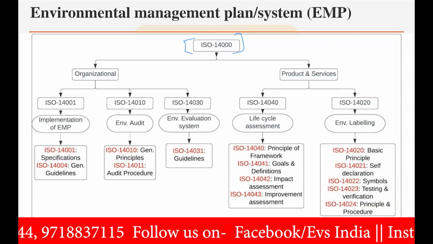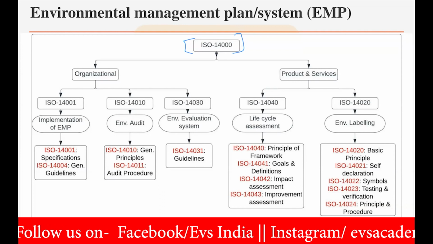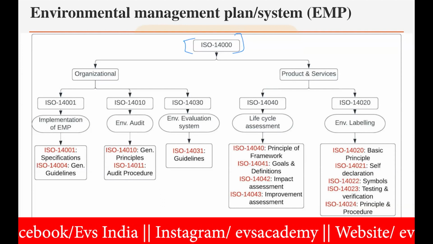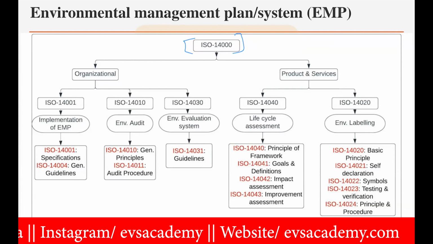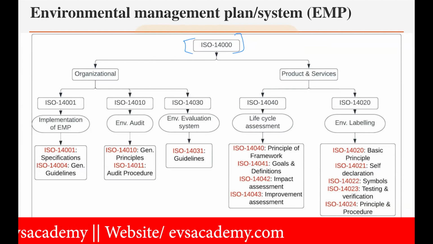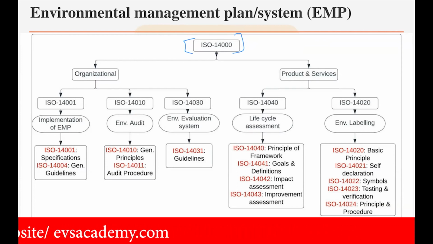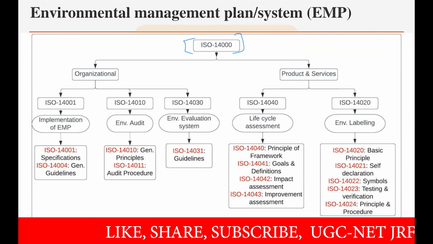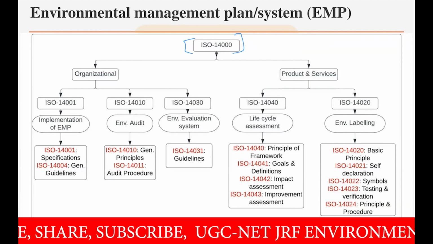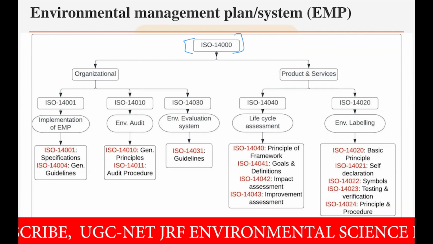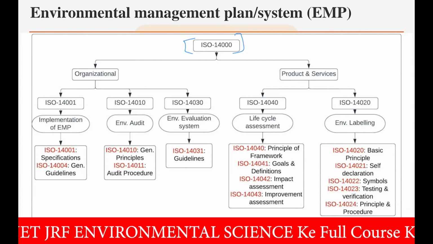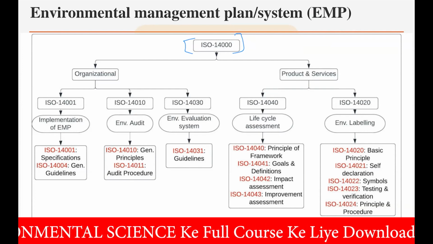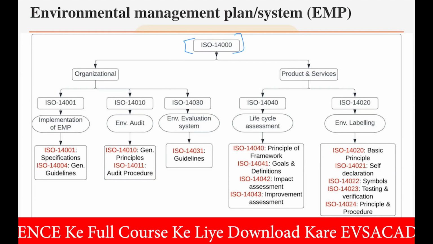ISO is the International Organization for Standardization. The S and O are a little bit exchanged here, but ISO is the international organization for standardization of processes or things. Here the thing is the environmental management plan. This is under the rule book of ISO 14000, which is the number assigned to it. And ISO 14000 is again divided into two categories: organizational, and product and services.